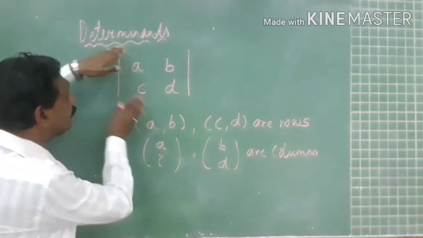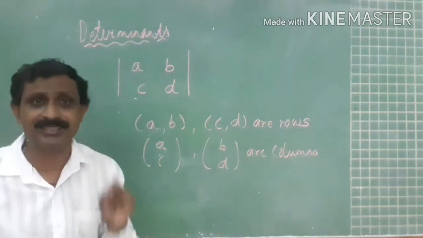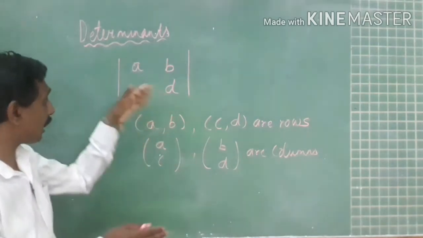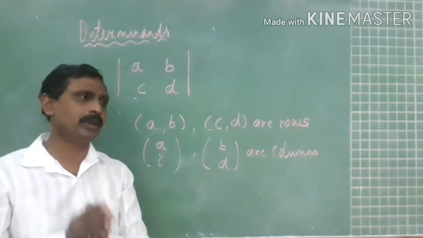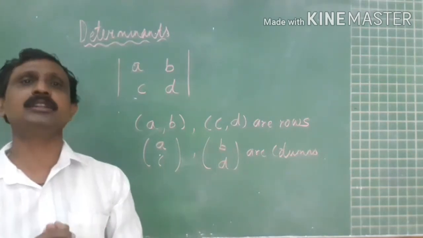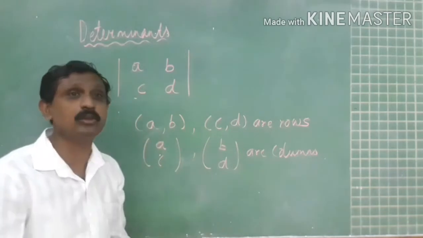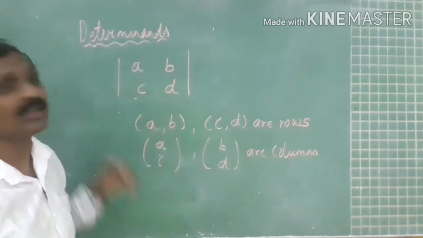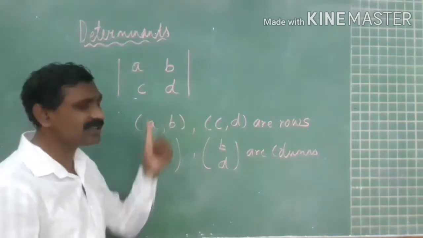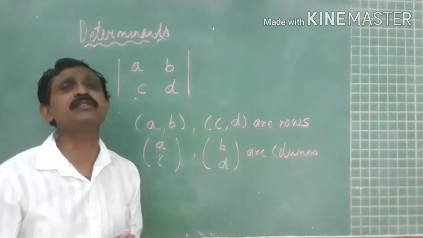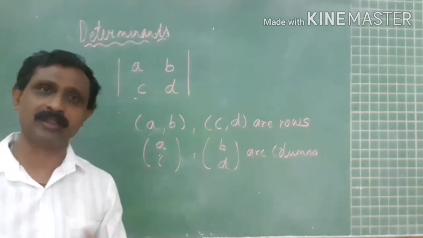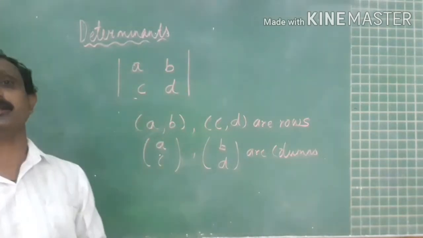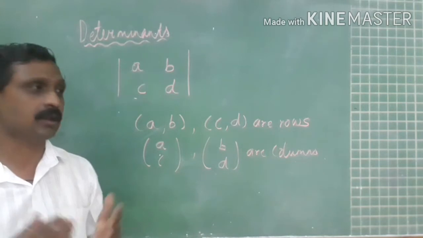So what will be the degree of this determinant? The degree of this determinant is 2 because it has got 2 rows and 2 columns. And this determinant is very useful in solving the simultaneous equation. Simultaneous equation can be easily solved and in a less space using the determinant method. Now this determinant method was given to us by a Swiss mathematician whose name was Cramer, and so we call this method also as Cramer's method.